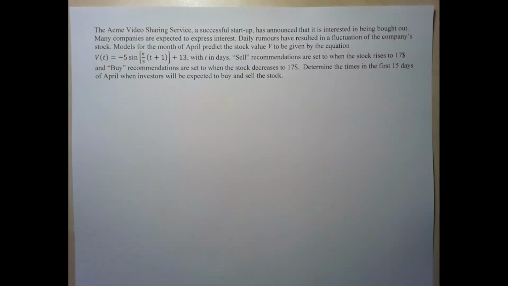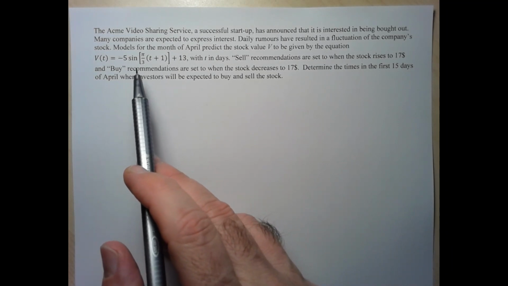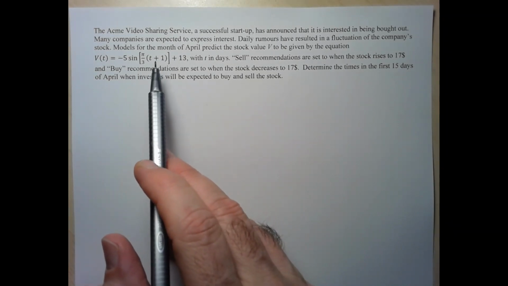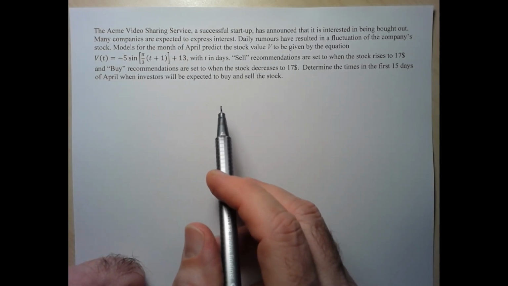Hi folks, we're going to take a look at this question here, which appears both on the Unit 5 Lesson 5 homework and the Unit 5 Lesson 6 lesson sheet. Here we're given the equation for a stock that's fluctuating during the month of April, and what they have is set some sell and buy recommendations.